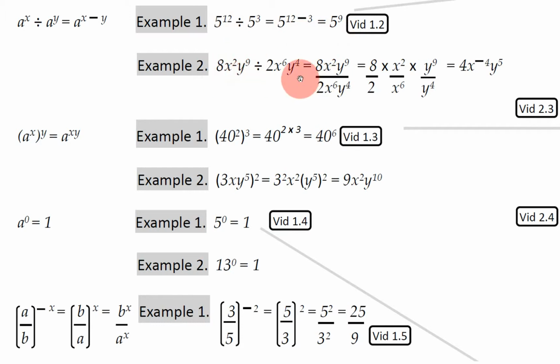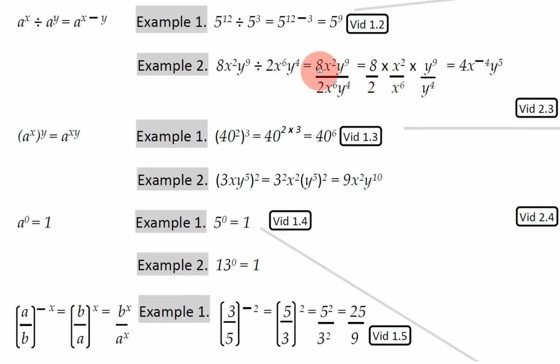Here's a slightly more complicated example. You've got 8x squared y to the power 9 divided by 2x to the power 6 y to the power 4. Just reading that makes it sound complicated, but if you break it down into its parts, it's pretty easy. First of all, what I did is I turned this divide into a fraction. Not that you have to do it really, it's just to show that it means the same thing, because not everybody realizes that this divide sign can mean the same as this fraction thing over here. So once you know that, let's just carry on.